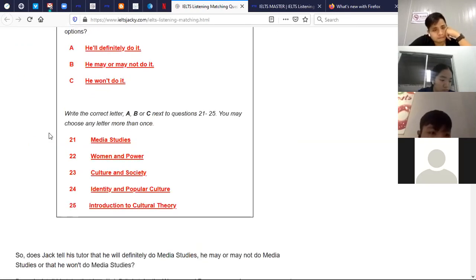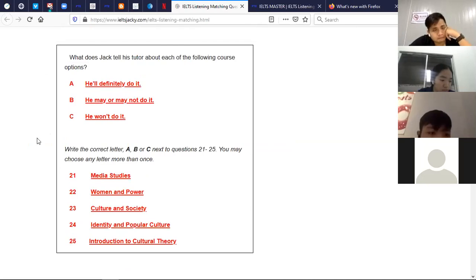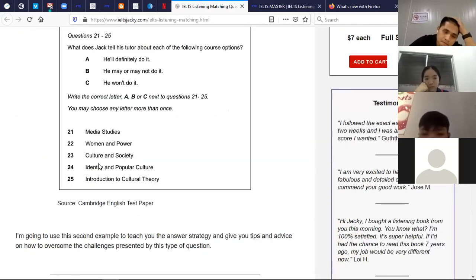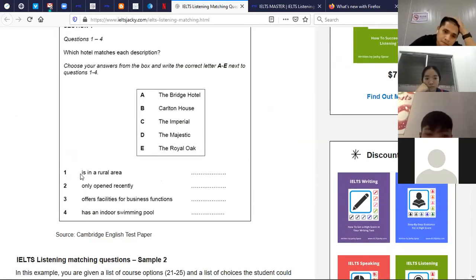So for this question format, there are only 3 options, A, B, C, which means you can use any letter more than one time. You might use A 3 times or B 1 time or C 2 times, unlike this format up there, only one time.